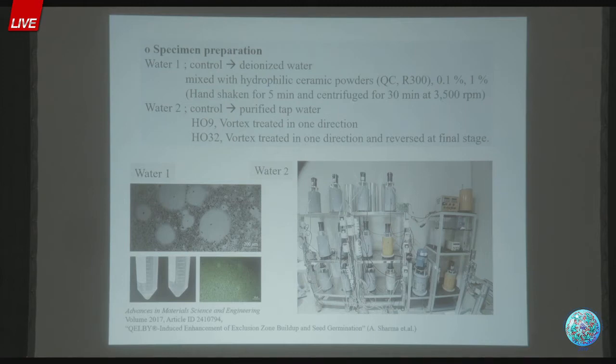And for water two, the control is purified tap water. And HO9 and HO32 (HO32 is H3O2; we got the name from the EZ water, H3O2). So it is named H3O2. It's vortex treated in one direction and reversed at the final stage. And HO9 is vortex treated in one direction, a unidirectional treatment.